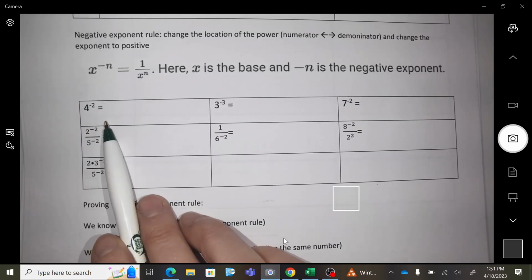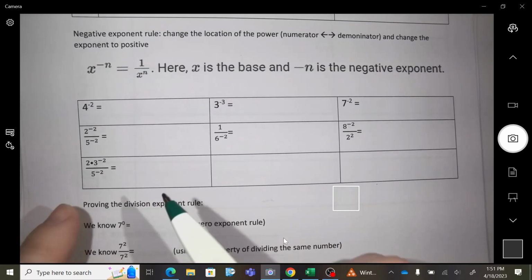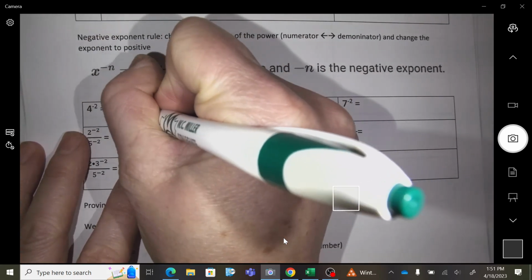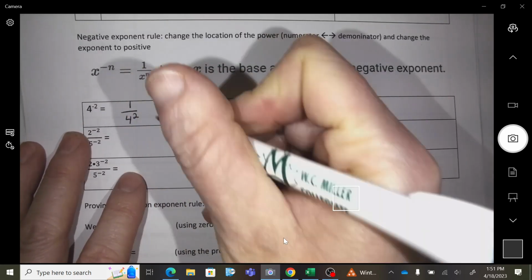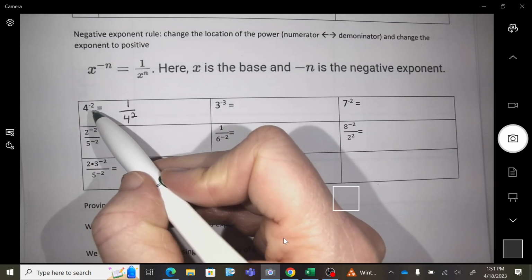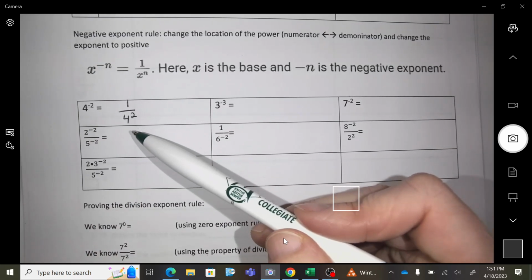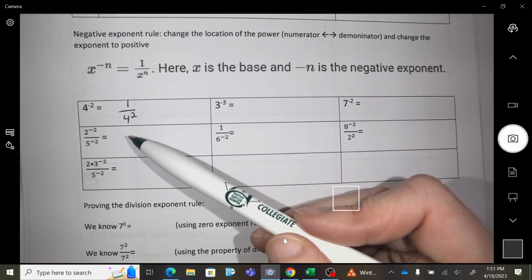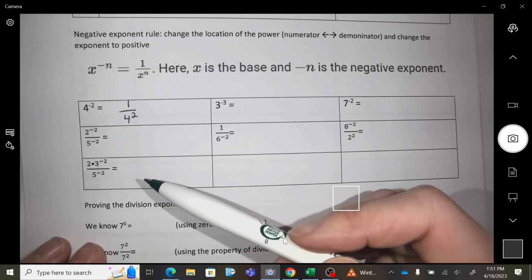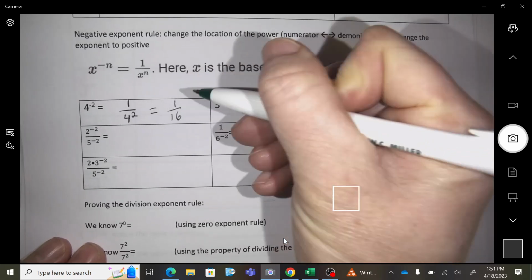Okay, 4 to the negative 2. Here's what happens to a negative exponent. It can move to the opposite part of the fraction. So this right now is on the top of a fraction. So if I moved it to the bottom of the fraction, it could become 4 to a positive 2, which would equal 1/16.